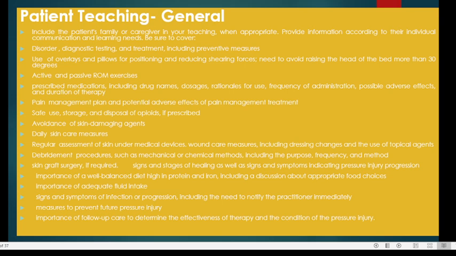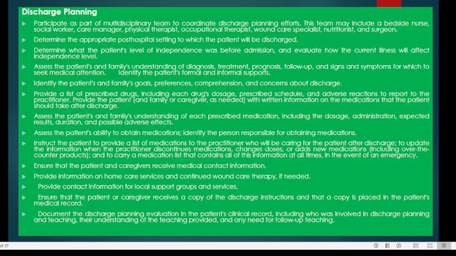Teach about the importance of a well-balanced diet, high in protein and iron, including a discussion about appropriate food choices. Teach about the importance of adequate fluid intake, signs and symptoms of infection or progression, including the need to notify the healthcare provider immediately. Teach about the measures to prevent future pressure injuries. Then lastly, teach about the importance of follow-up care to determine the effectiveness of the therapy and the condition of the pressure injuries. What about the discharge?